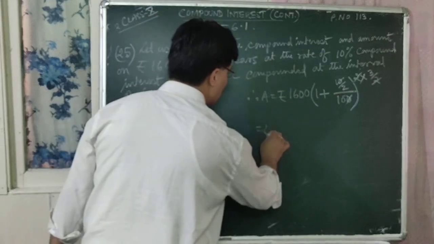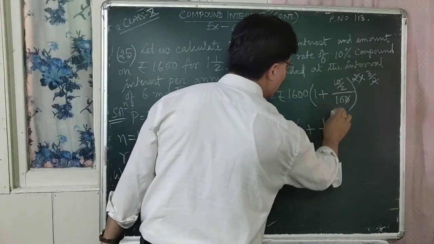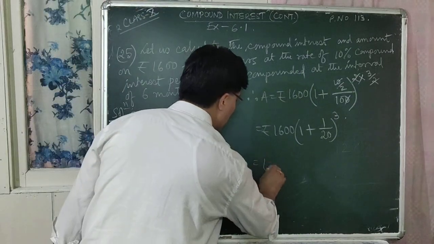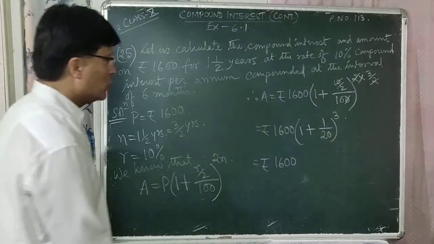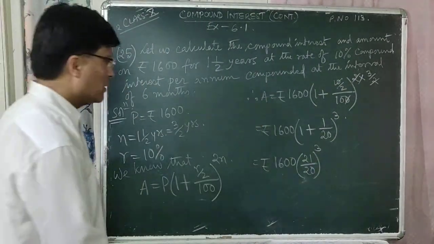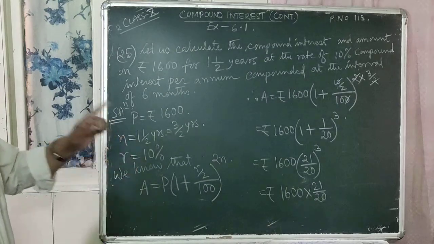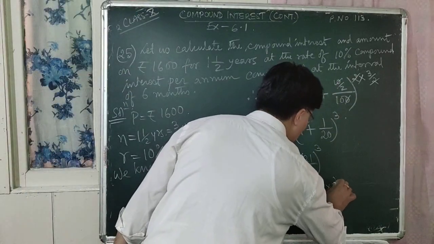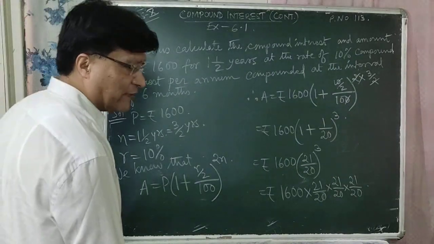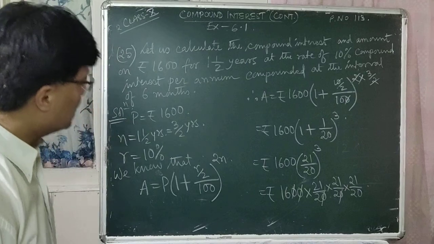0 0 gets cancelled. So it is equal to rupees 1600 within bracket 1 plus, now how do you do here? This is 1 divided by 2 into 10 should be multiplied, that is 20. 20 whole to the power 3. So which is equal to rupees 1600 within bracket, 21s are 20 plus 1 is 21 by 20 whole cube. Is it clear? So which is equal to rupees 1600 into, now 21 by 20 whole cube means this 21 by 20 is multiplied thrice. So 21 by 20 into 21 by 20 into 21 by 20, right? Let us find out this value now. Here 0 0 0 0 gets cancelled, right? So let us simplify it now.